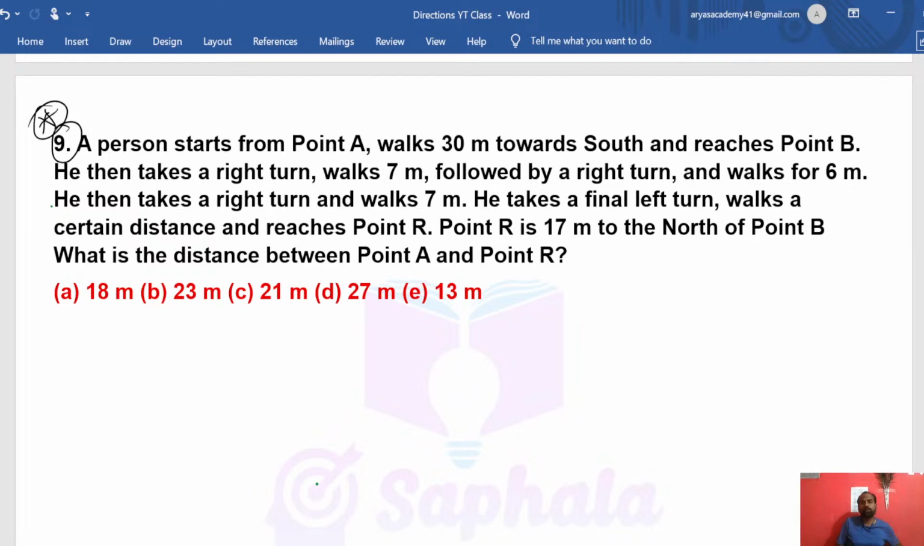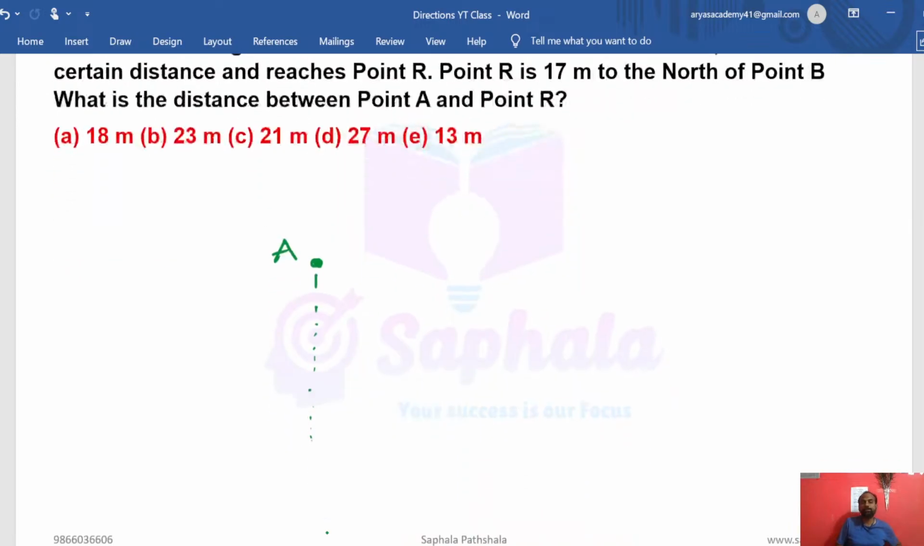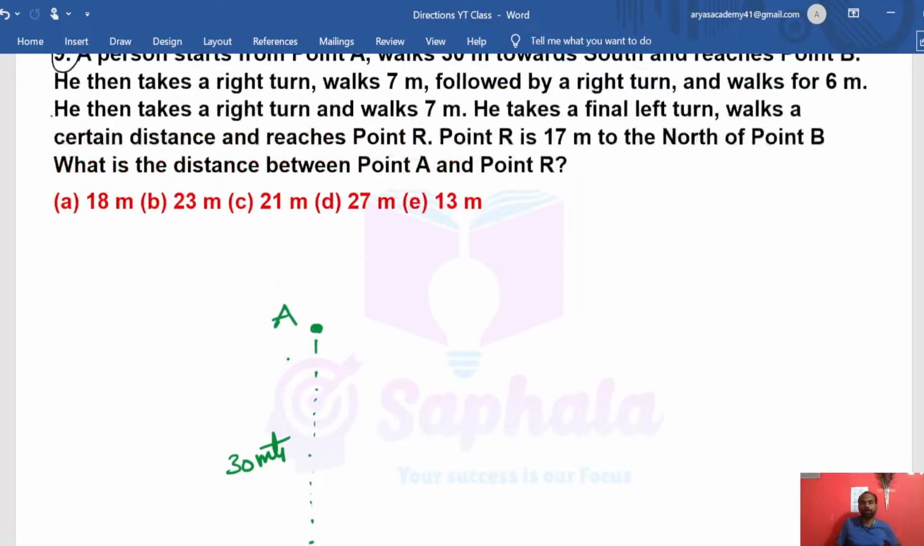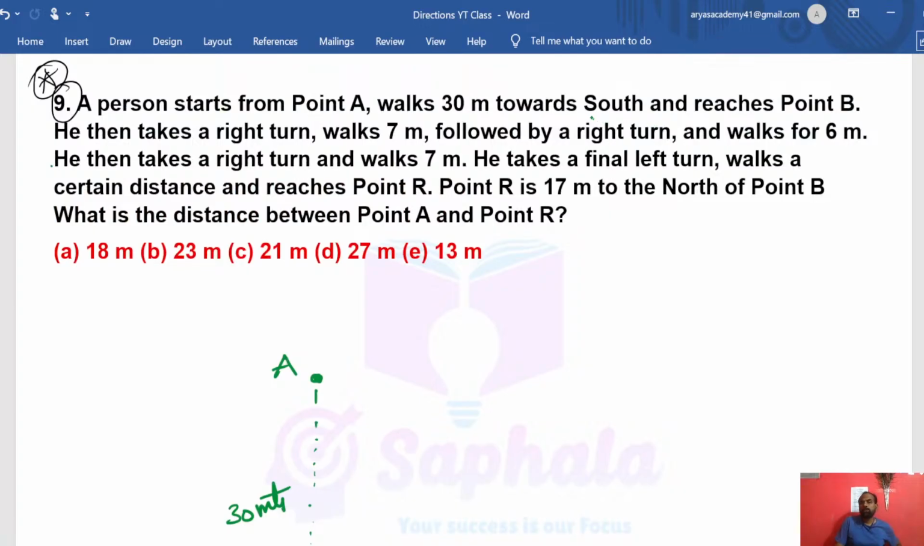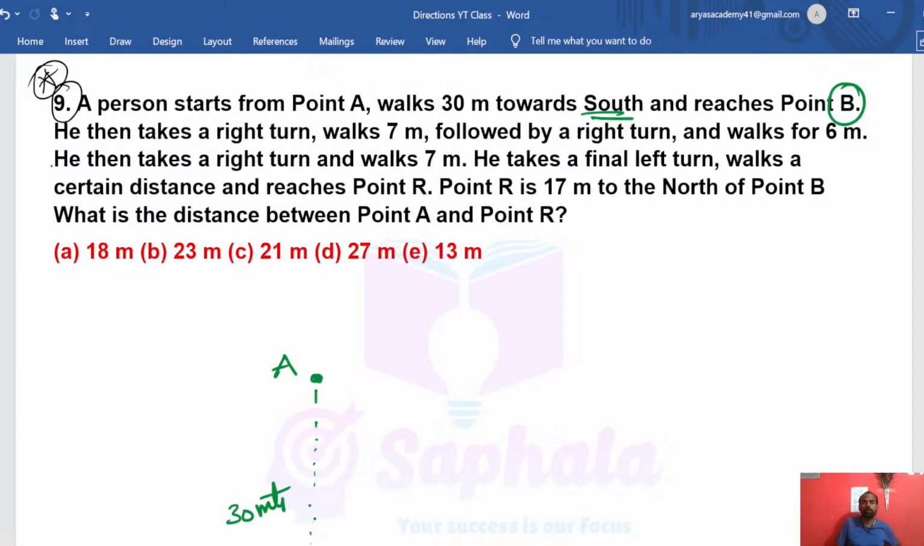So a person starts from point A, travels 30 meters towards south. So I am assuming that point A to be here. Okay, so point A, and a person started from here and he actually has gone for how many meters? 30 meters. South, 30 meters south, and reached which point? Point B. So here is point B. This is B. Now what happens?